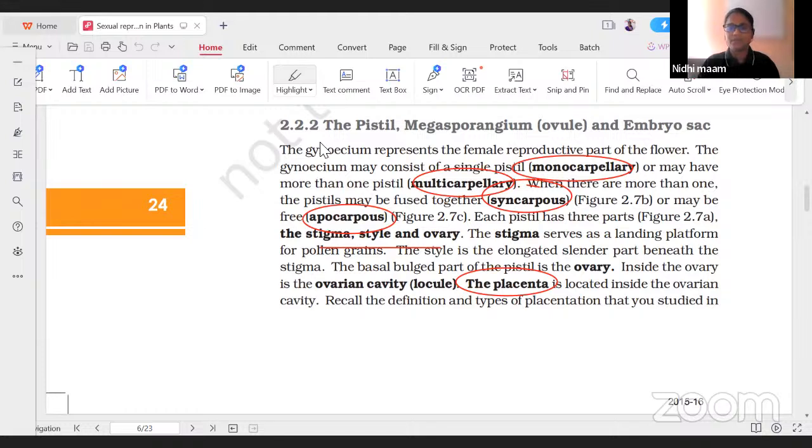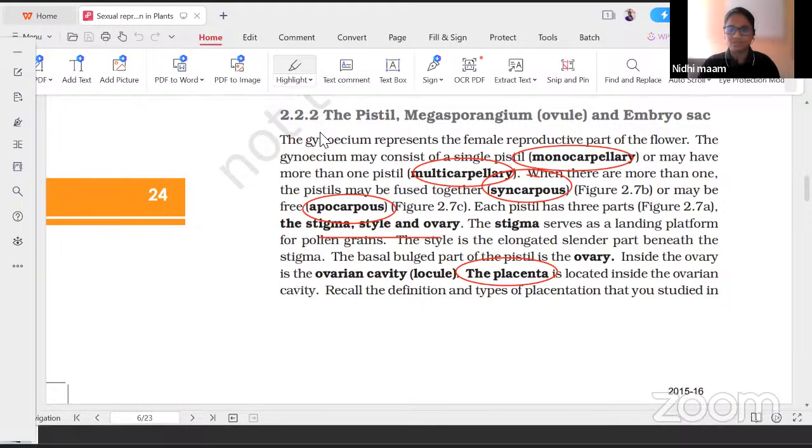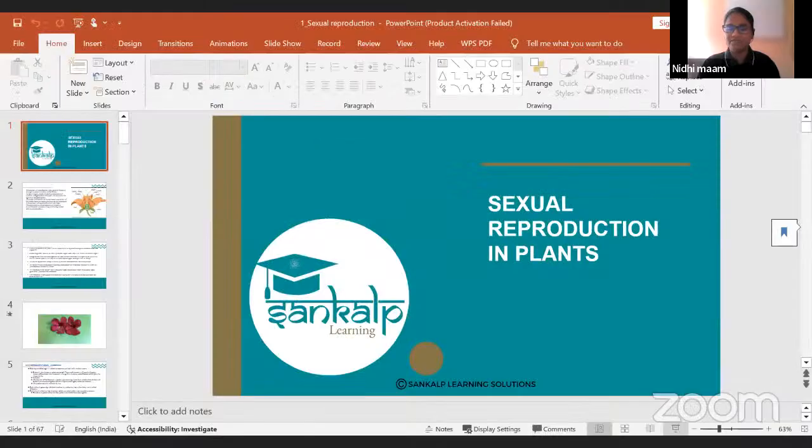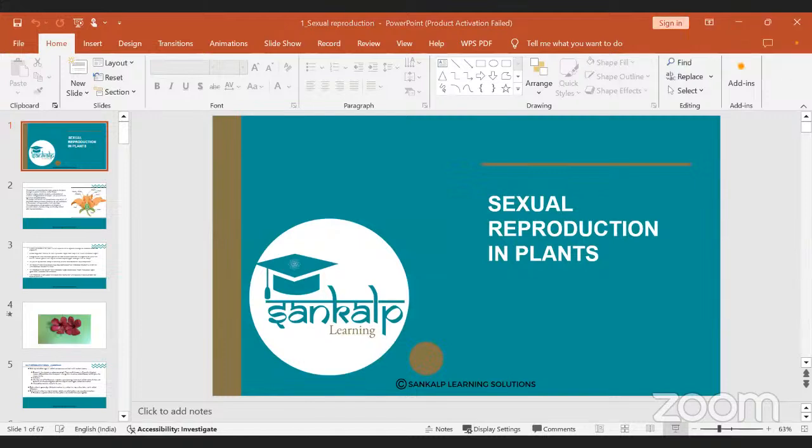Okay, it is getting stuck. We will continue again. First, I will explain the PPT. Let me proceed with pollination and then we will continue the textbook. I don't know, the app has got stuck. I hope the PPT is visible for everyone. Yes, ma'am.